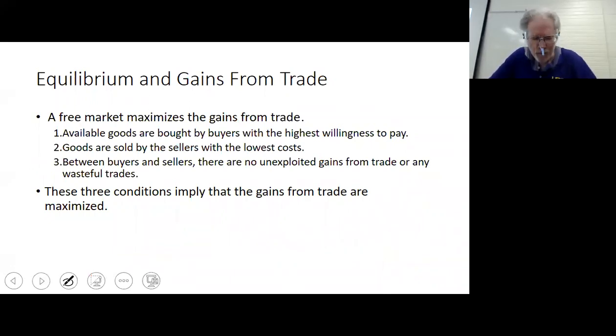Important to understand this: equilibrium and the gains from trade. A free market maximizes the gains from trade. I'll demonstrate that with a graph in just a second. What that really means is that available goods are bought by buyers with the highest willingness to pay. You have a free market, who's going to buy what's available? The people who value it the most or the least? If you value it the least, you're not willing to pay the price. So whatever's available goes to the consumers who are willing to pay the most for it. Goods are sold by the sellers with the lowest cost.